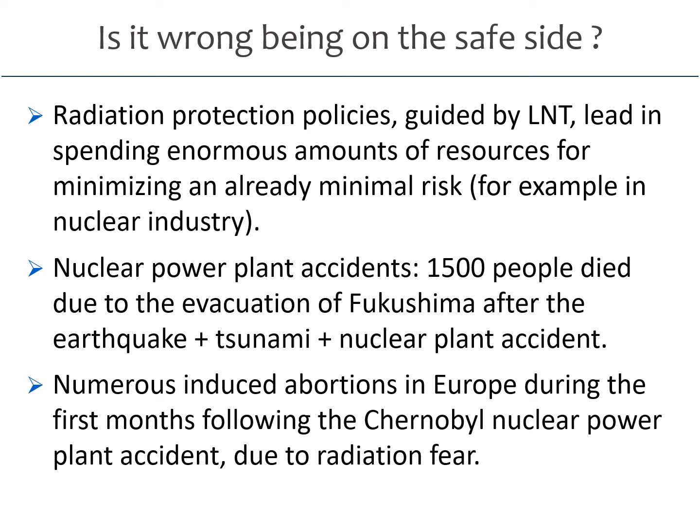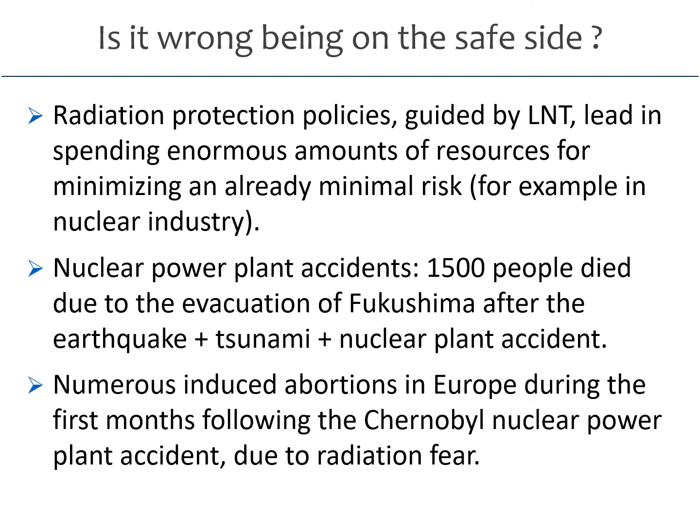But could it also be harmful? Some people think that exaggerating radiation risks can sometimes produce more harm than good. A very popular argument in the nuclear industry, for example, is that the very strict radiation protection policies guided by the LNT result in spending large amounts of resources for minimizing an already minimal risk, resources that are deprived from other urgent needs. Scientists in support of the Hormesis model point out that almost 1,500 deaths occurred due to the evacuation of the Fukushima area after the nuclear reactor accident, an evacuation that was not justified based on the minimal risk due to radiation.